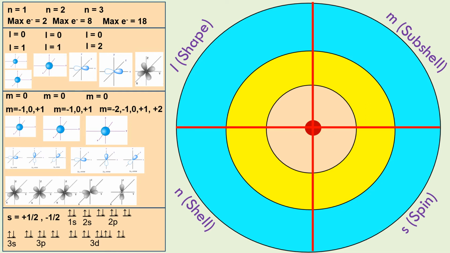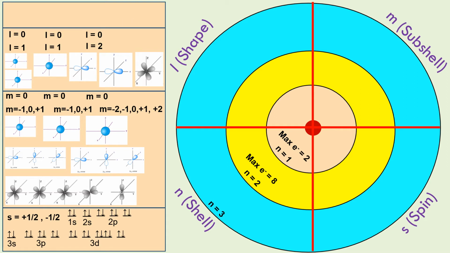Quantum number n, shell. There are three energy levels. The first energy level n=1, the second energy level n=2, the third energy level n=3. Next, what is the maximum number of electrons that can be filled in each of these energy levels? The first energy level, 2 electrons. The second energy level, 8 electrons. The third energy level, 18 electrons.